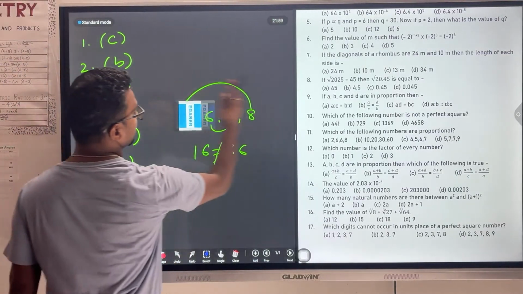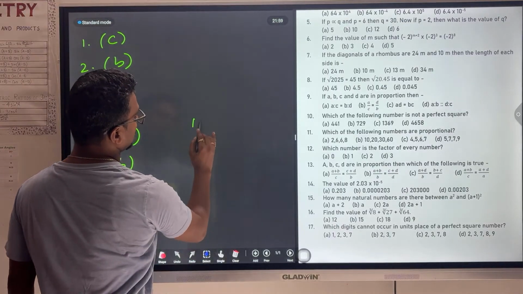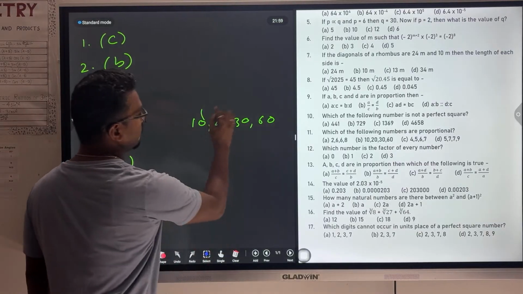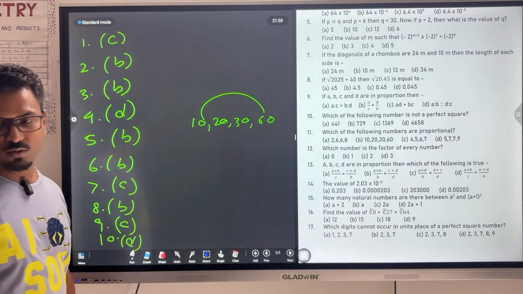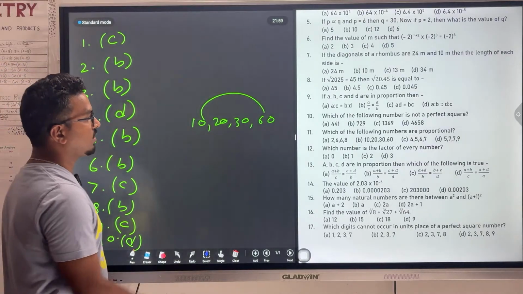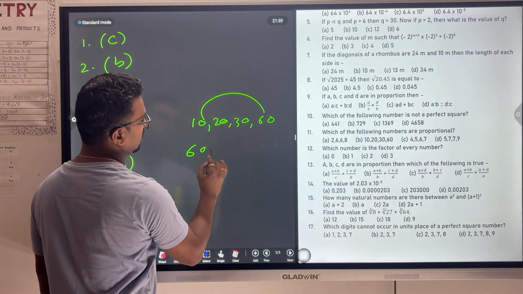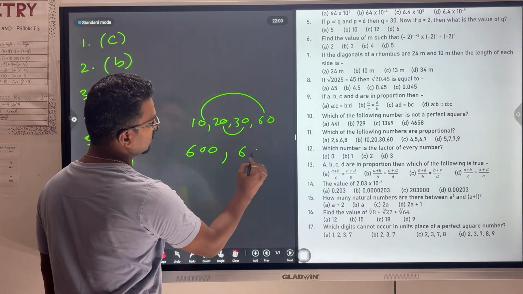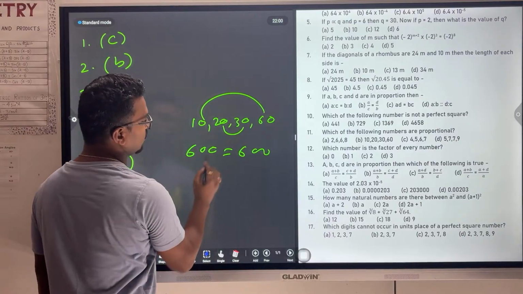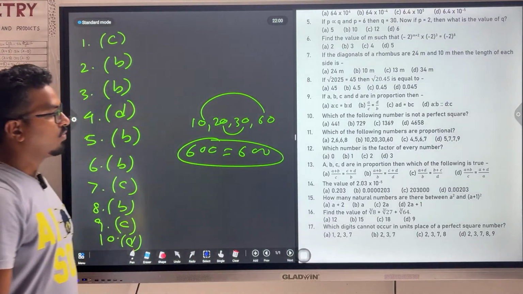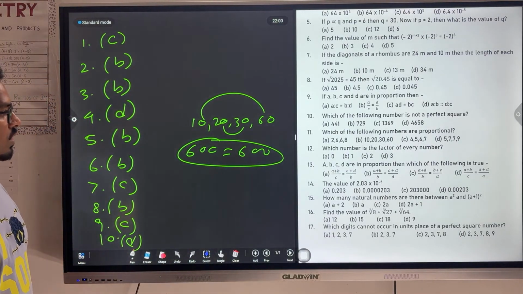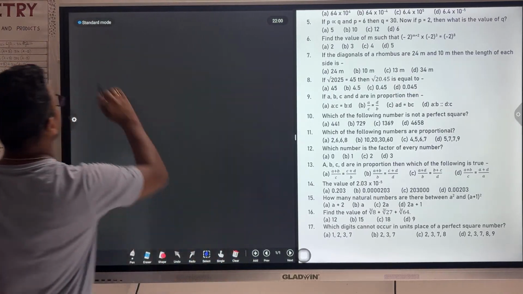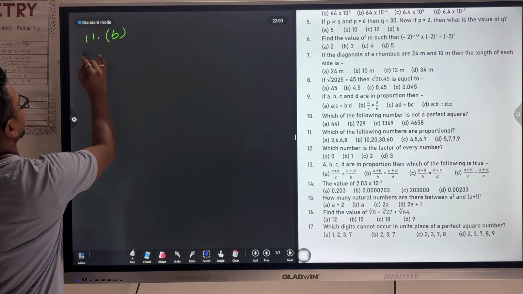Next, what is given? Next is given 10, 20, 30 and 60. So if you multiply these two, 16 into 10, how much will it be? It will be 600. And this, 20 into 30, how much will it be? Here also 600. Both are equal. So will this be proportional? Proportional. So in question number 11, what will the option be? Option B. Question number 11 is option B.